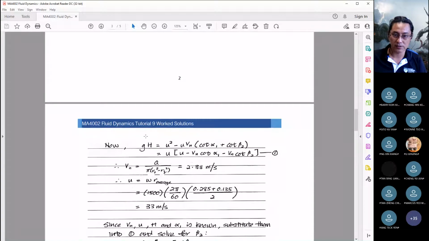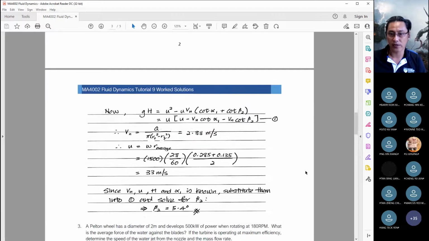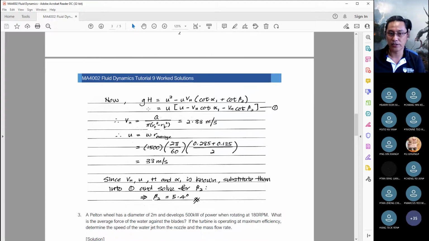I know what H is because it's given by the question. U is something that I can certainly calculate. Vn is something I can calculate as well. I'm given alpha 1, and so on and so forth. So I just have to calculate a few things, combine with the information we're given, and solve this equation for beta 2. First, take a look at this expression: GH is nothing but U squared minus U Vn into (cotangent alpha 1 plus cotangent beta 2).